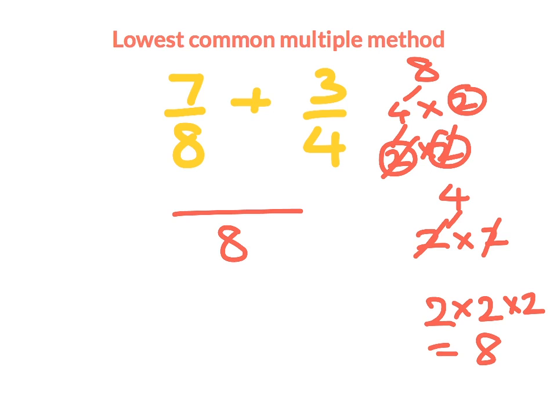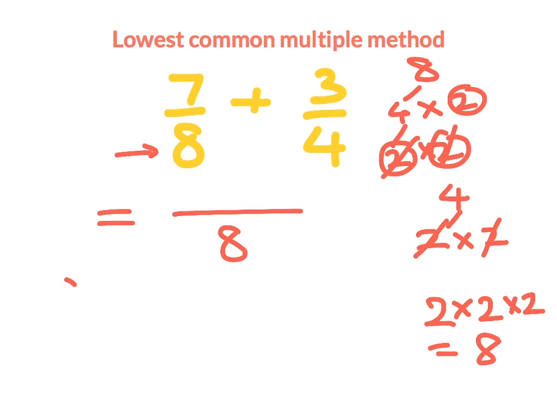Now you don't just go ahead and add 7 plus 3 just like we did in like fractions. You're going to make a mistake that way. So that's not the way to go. So the next thing you want to do is look at the denominator of the first one. It is 8.